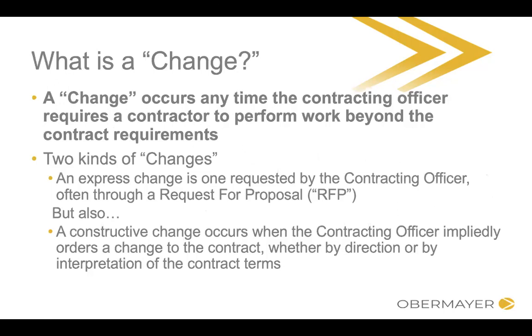So let's talk now about changes and the definition of changes, and what I referred to before as the wrinkle in the way that you interpret the word change in the context of a federal government contract. The way that the regulation is set up, there are two different kinds of changes. There's an express change, which is one that is either requested by the contracting officer, often through a request for proposal, or maybe issued through a modification, which obviously on its face is a modification to the contract. It's obviously an admitted change.